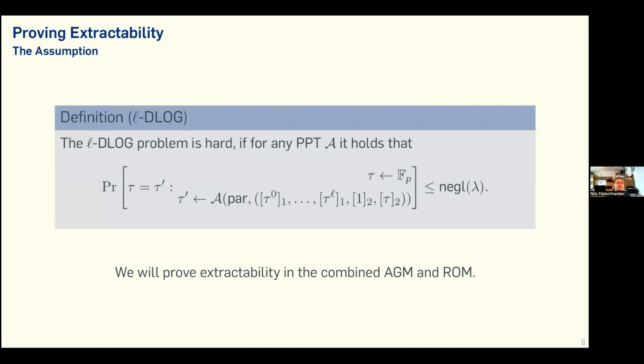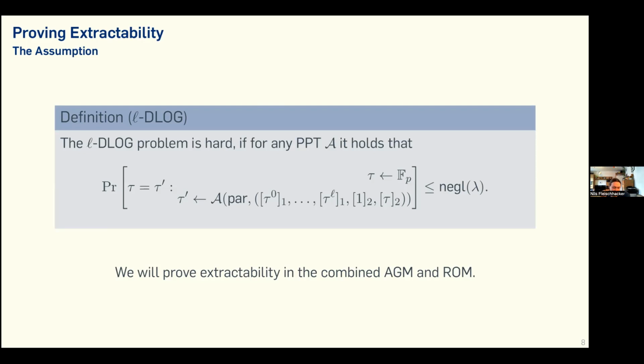To prove extractability, we will make one assumption. The assumption that we make is the q-DLOG assumption. Basically, we say that it should be hard for any PPT adversary to reconstruct tau if they are given powers of tau in G1 and also a bit in G2. Basically, it's like the d-log assumption, just with a bit more information. And this is the same assumption that is also used in the most well-known proof for KZG commitments. Yeah, so this is the assumption that the security will be based on.